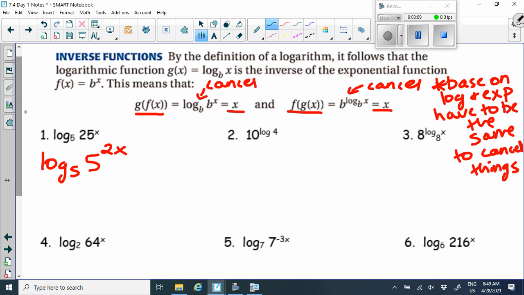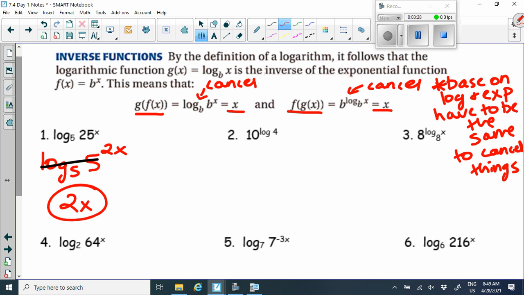Now notice here that our base on the log and the base on the exponent are exactly the same. Because logs and exponentials are inverses, when we put them together, they cancel each other out. So that whole thing cancels, and what we are left with is 2x.